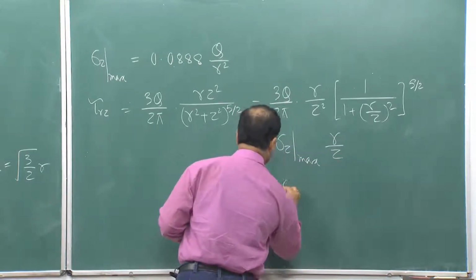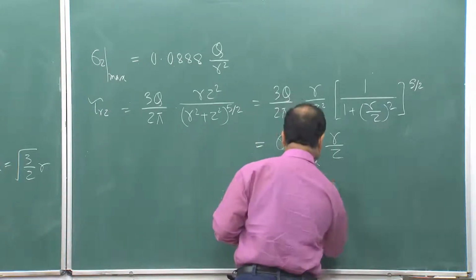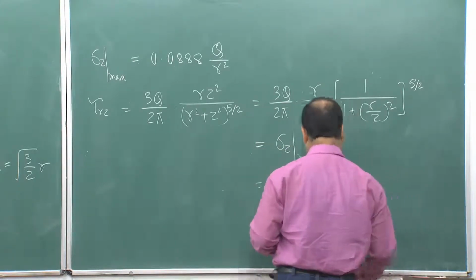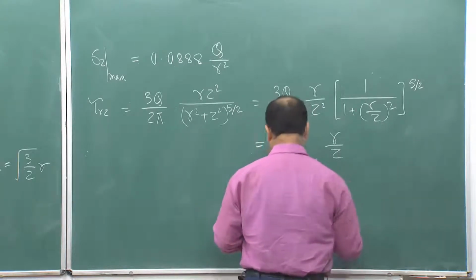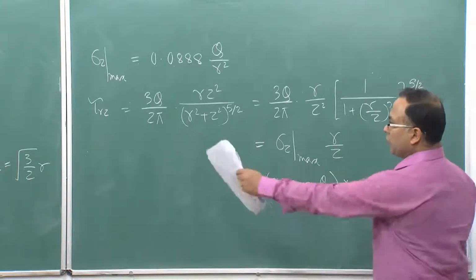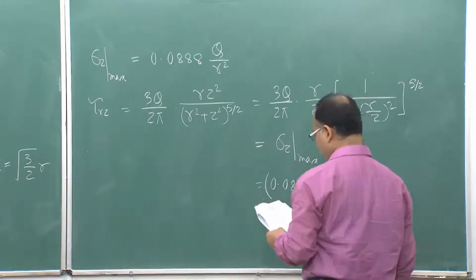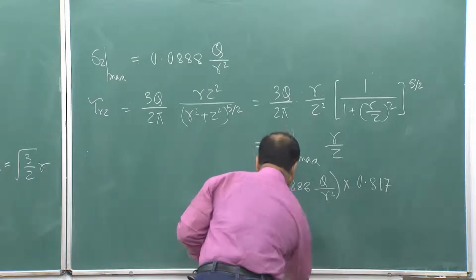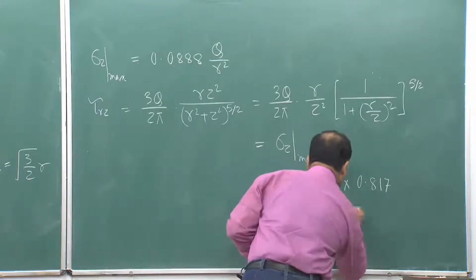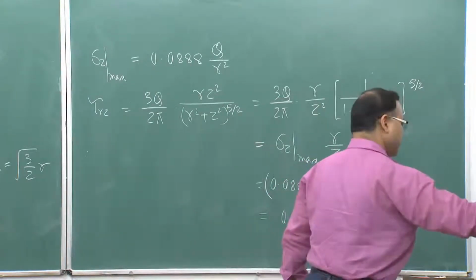So, that is nothing but 0.0888 q by r square into r by z. What value is r by z? R by z is already root over 2 by 3, that is nothing but 0.817. So, from this I can write 0.0725 q by r square. So, this is your tau r z at that point. Okay.